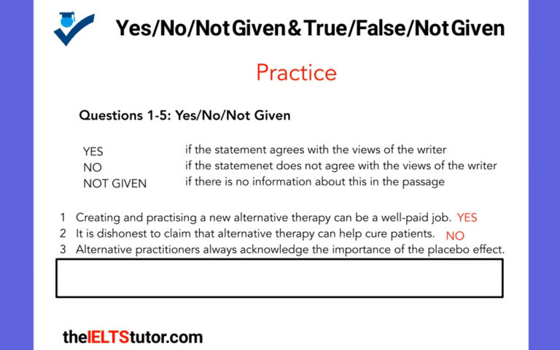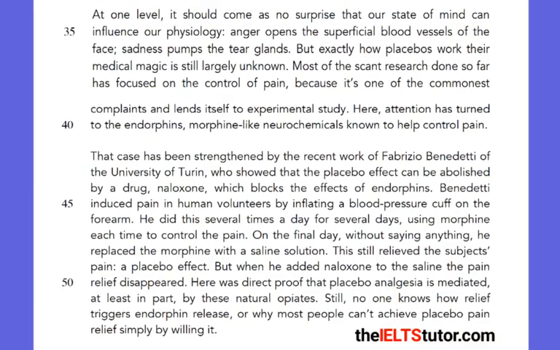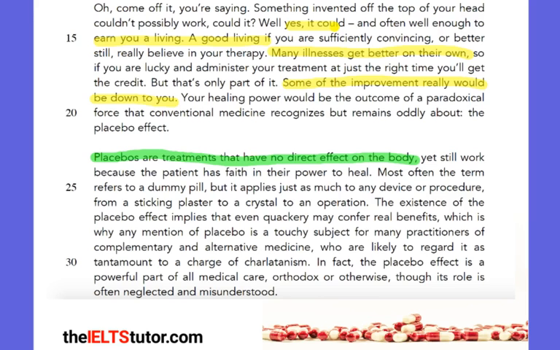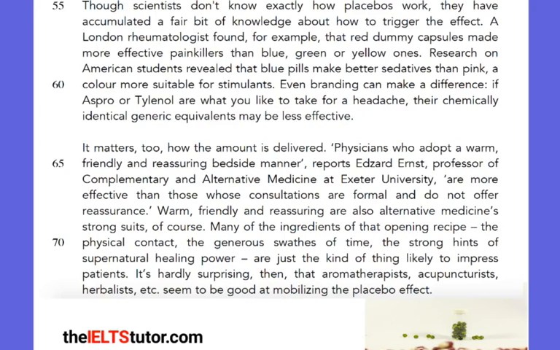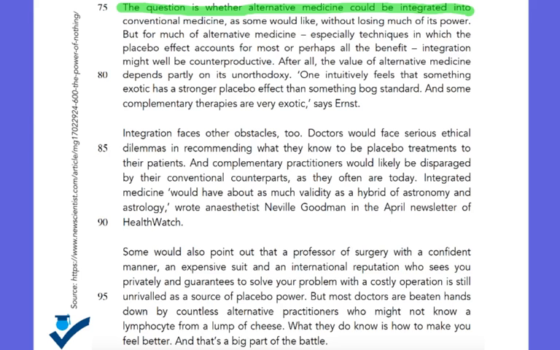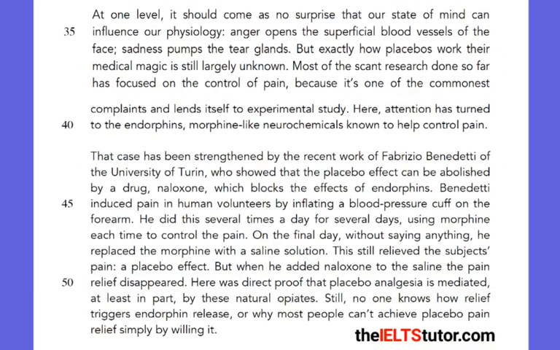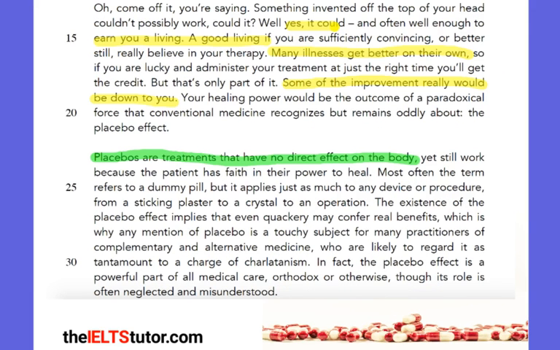Okay, let's look for it in section B, because section B from line 22 onwards talks about the placebo effect. So it goes all the way to line 75. So it's quite a long text to actually scan the information for. So starting from here, let me read the statement again to you. Alternative practitioners always acknowledge the importance of the placebo effect.